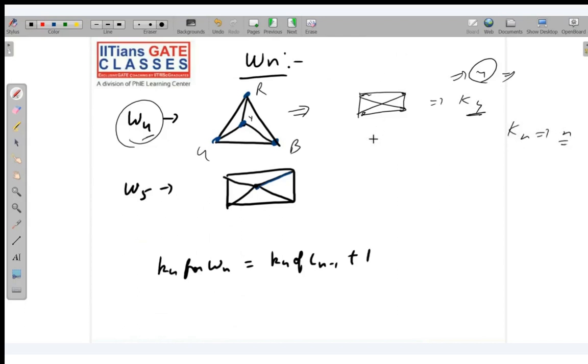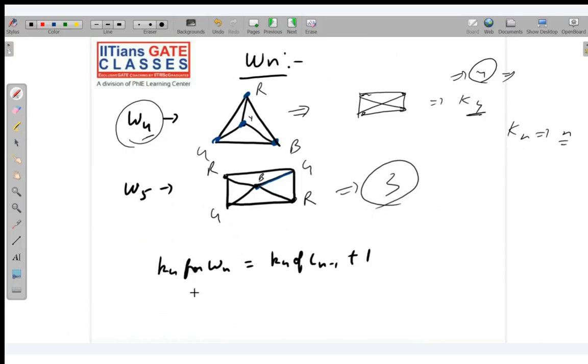Okay, for W5, how will you say? So see this. If I take here red, can I take here red? 100%. No need to worry. Why? Because they are non-adjacent. Take here red? No. Red here? No. Here red? No. So you will take here green. Here green. Now here you can take blue. So 3. Is it okay?